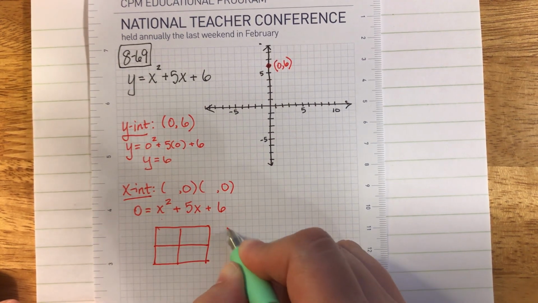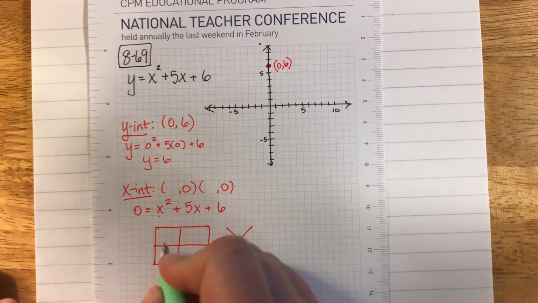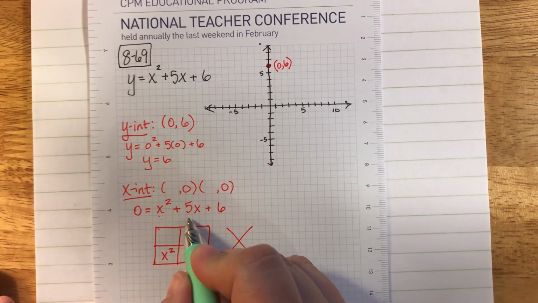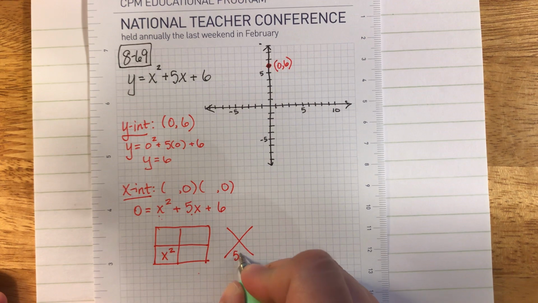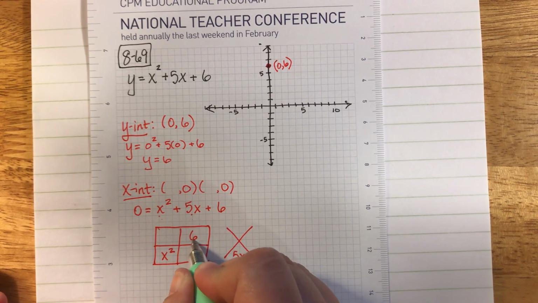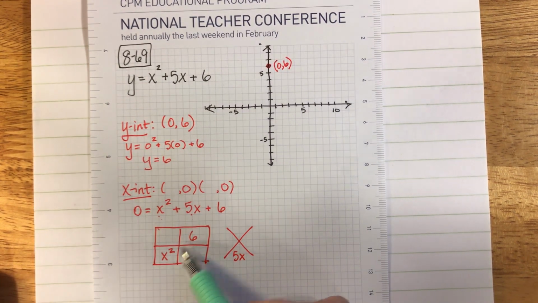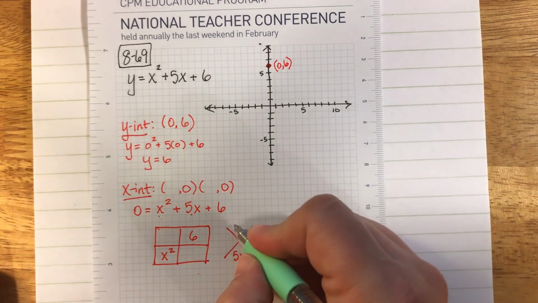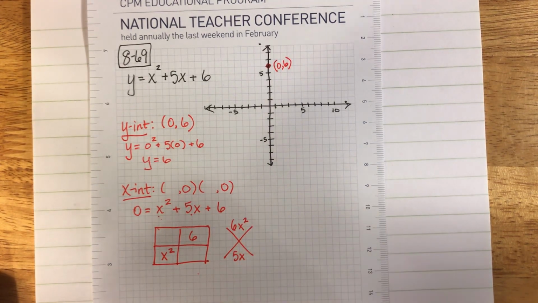drawing my box and my diamond. The x squared term goes in the bottom left, the 5x term goes in the bottom of my diamond, the 6 goes in the top right. If I multiply these two things, I get the top of my diamond, so 6x squared. So now I'm looking for two numbers that multiply to 6 and add to 5.